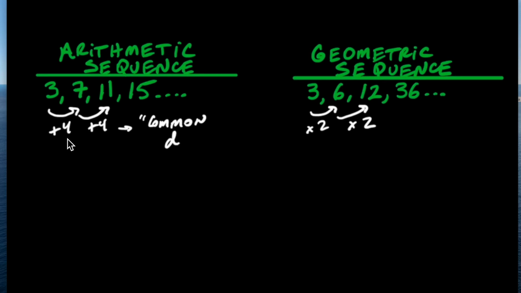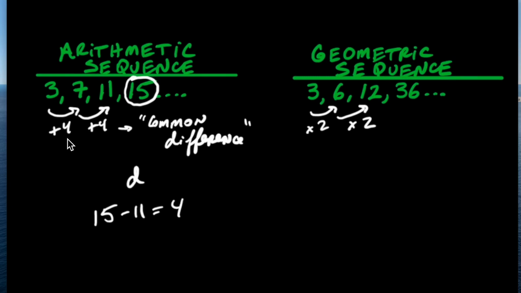In an arithmetic sequence, the amount that you add is called the common difference, and it is abbreviated by the letter D. The common difference is found by taking a number and subtracting the number to its left. So here we would have 15 minus 11 equals 4.